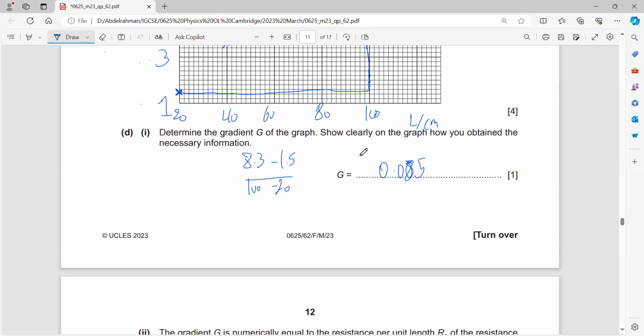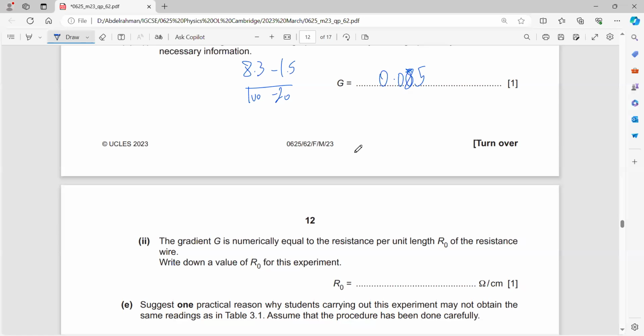The gradient is numerically equal to the resistance. Write down the value of the resistance. All you'll do is write the same value of G. That's it. 0.085.